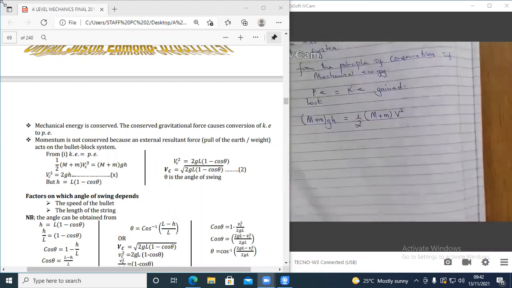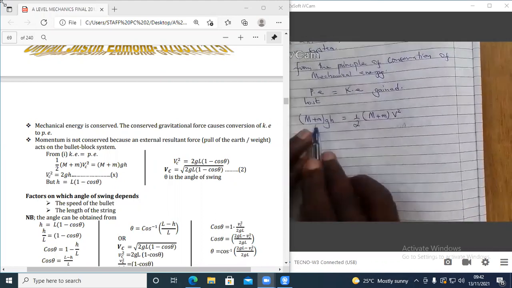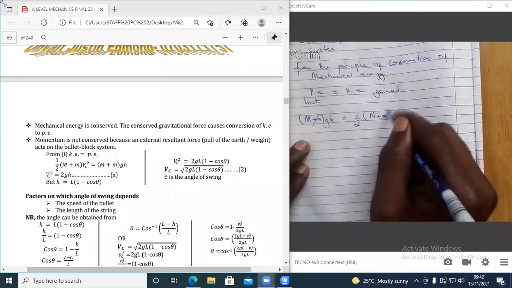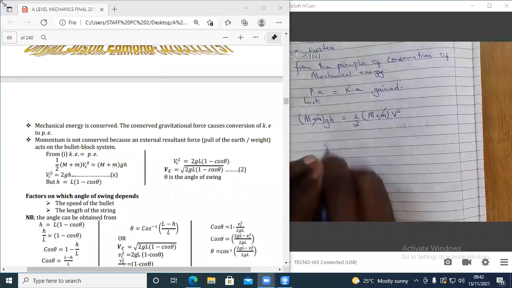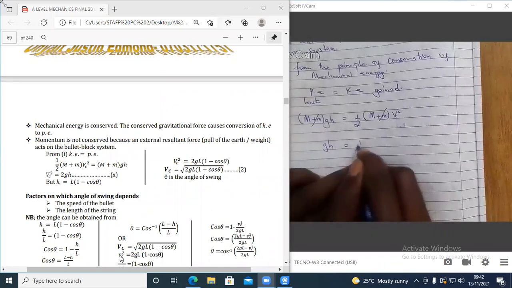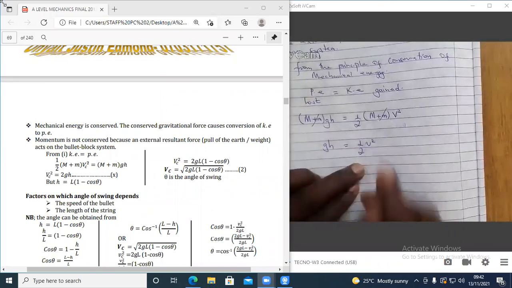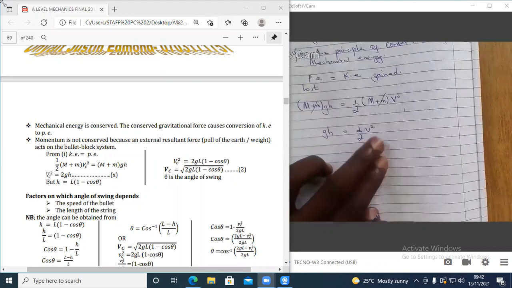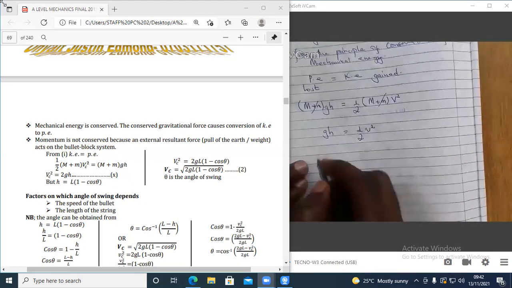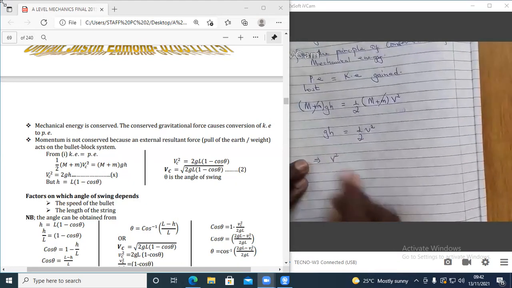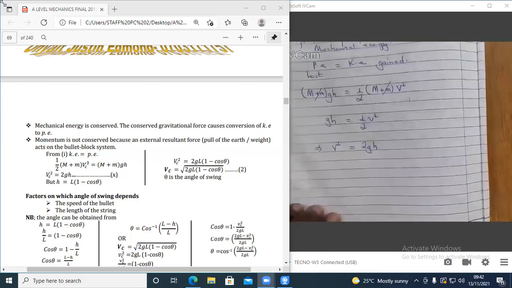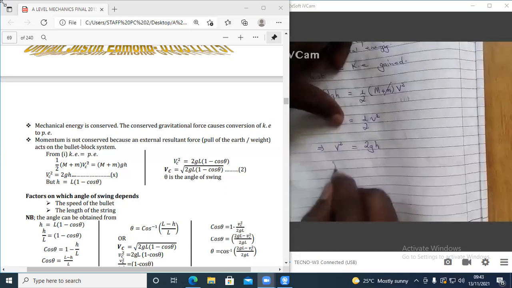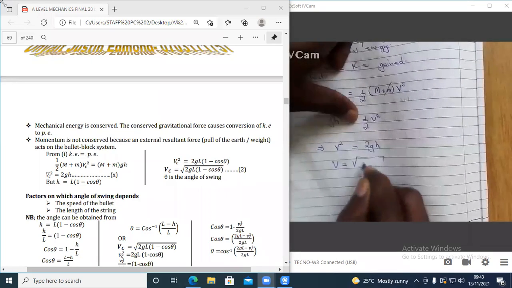So now what do we need from here? You see that (M plus m) is common, so it will cancel out. Then we remain with gh equals a half v squared. So another way I can find the common velocity v: if I make v squared the subject, I will have 2gh. So v is equal to the square root of 2gh.